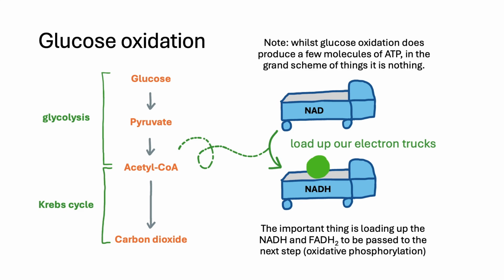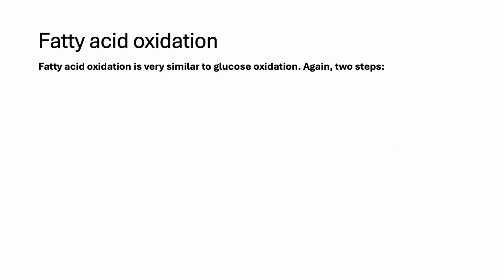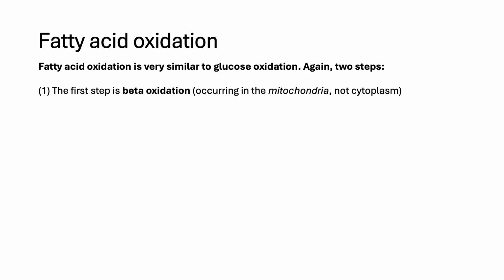Everyone happy? Good. Because now we're going to talk about fatty acid oxidation. And fatty acid oxidation involves 2 steps as well. The first step is beta oxidation, and the second step is the Krebs cycle. Whoa, step 2 is exactly the same, the Krebs cycle, yes. And in fact, fatty acid oxidation is pretty identical to glucose oxidation. It's a very similar process. Okay, very good. 2 steps.